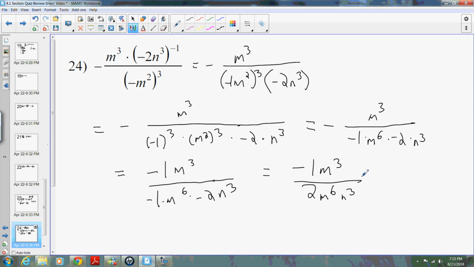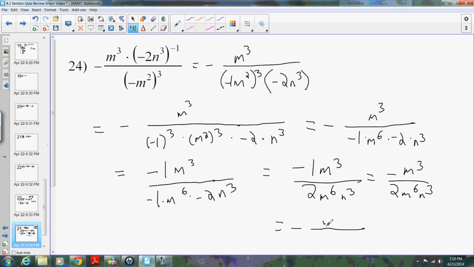Okay. Now, the only thing left to do is this negative 1 just gets pulled outside the fraction. If you write this as negative m cubed over 2m to the 6th n to the third, I won't be mad. But in the answer key, note that the negative sign will be next to the fraction to make it a negative fraction and look something more like this. Negative m cubed over 2m to the 6th n cubed. Okay, so yeah, then this makes sense because this is essentially the fraction 1 over 2, which can't be simplified. So this 2 stays in the denominator.